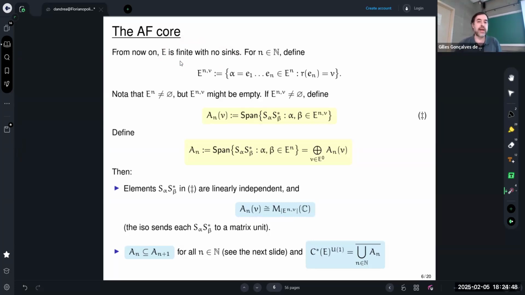But if it is just row finite and you forget the no-sinks condition, well, then the construction is a bit more complicated. It is still true, but the construction is a bit more complicated. In the non-row-finite case, it is not always true.